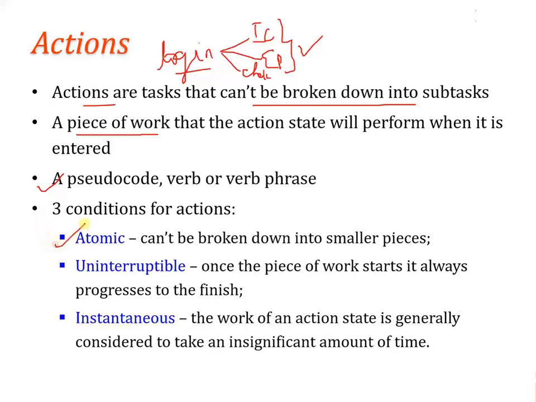First one is that it should be atomic, meaning that, as we have already discussed, it cannot be broken down into smaller pieces. Next one, it should be uninterruptible. So whenever an action is executing, no other actions, no other possibilities can interrupt that particular action. And third one, it should be instantaneous, meaning it should consume only an insignificant amount of time. That is, we cannot even measure the time required to complete such actions.